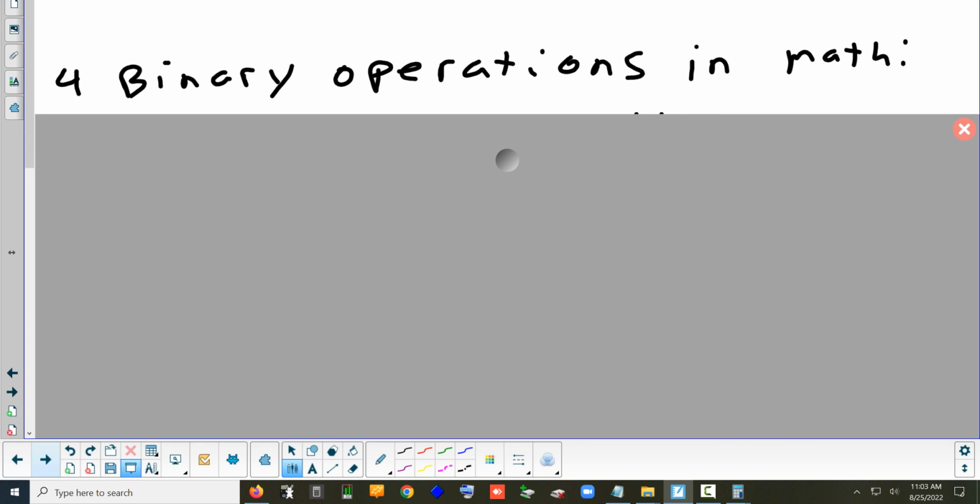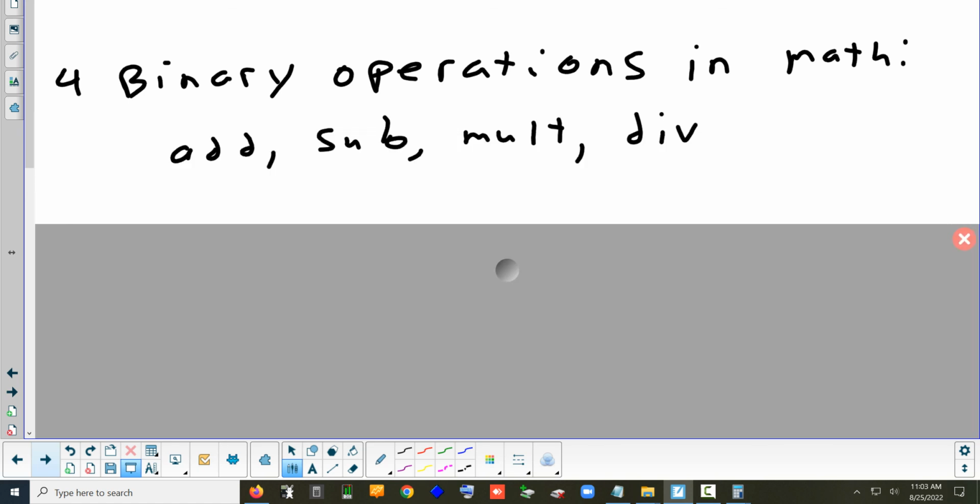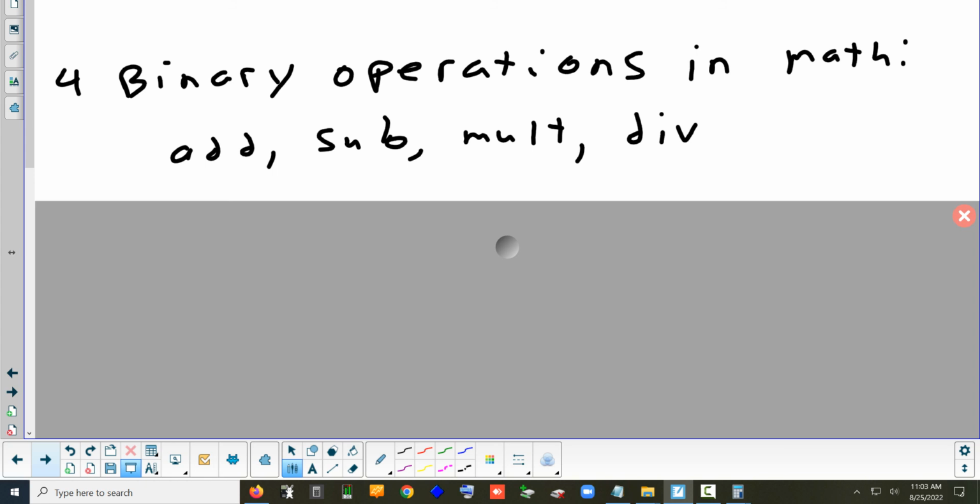So in math, we have four basic, what we call binary operations. A binary operation is an operation that takes two numbers to make it work. You can't add one number. You can add two numbers together, but if you want to add numbers together, you need at least two of them. Same thing with subtraction, multiplication, and division.